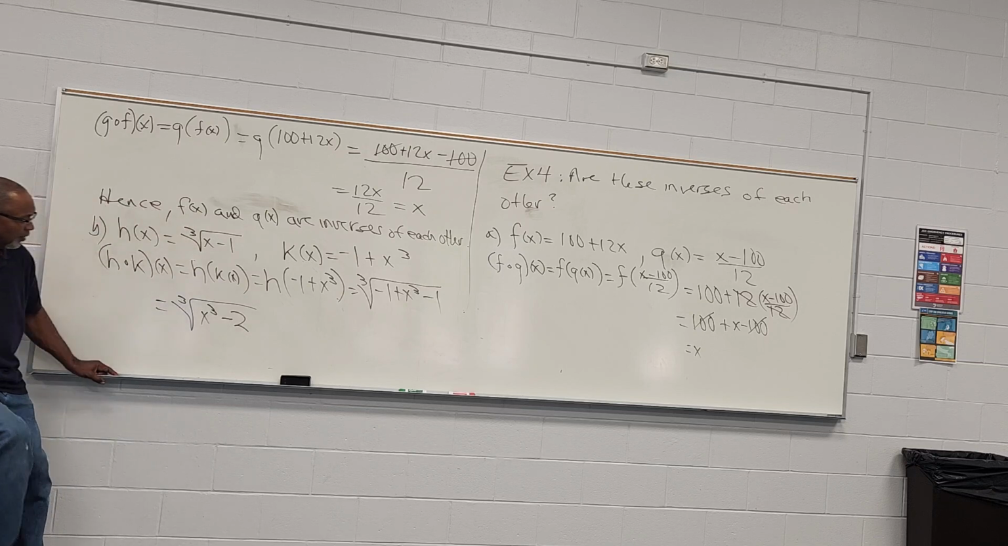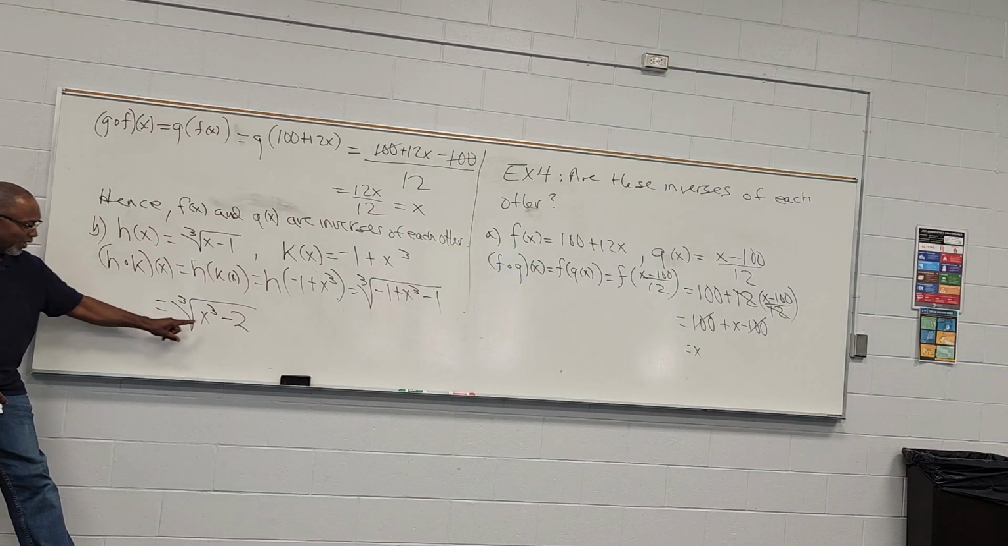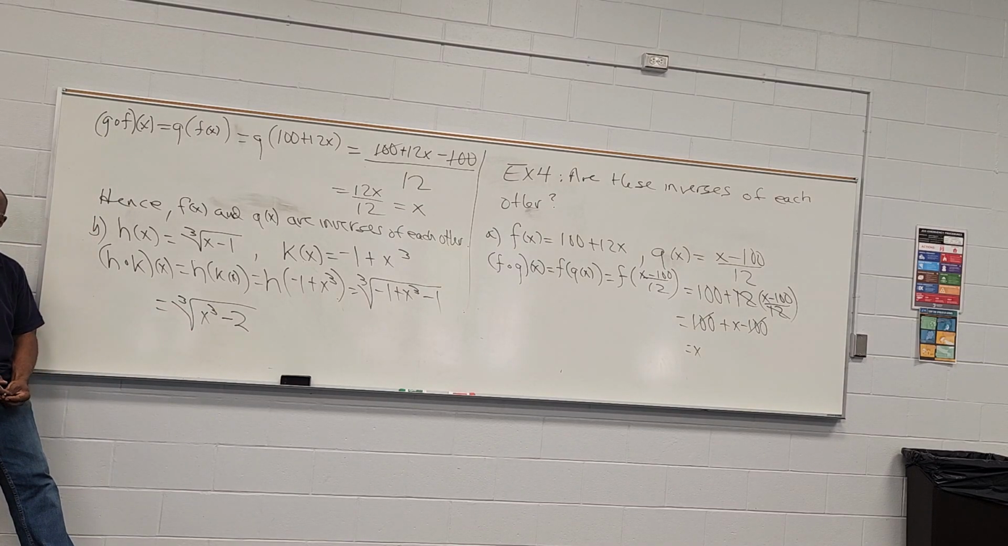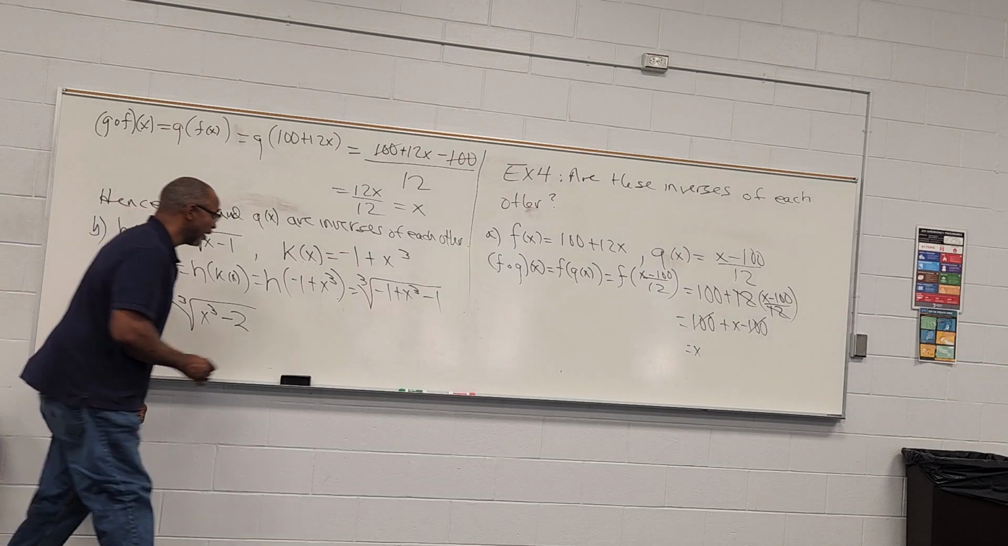Okay? But this stuff under that radical, the only way that I can get rid of that cube root is if this stuff were a perfect cube. Okay? But the problem is that stuff is not a perfect cube. So I can't simplify this. I will not get x. So I don't even have to do the k composed with h of x, the opposite direction. Because the moment you don't get x in either direction, you're done. They are not inverses.